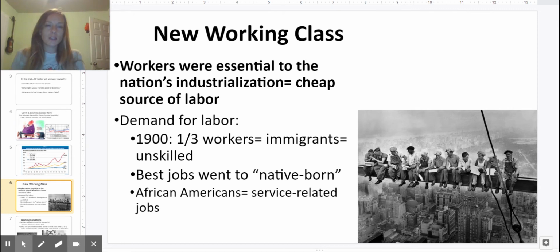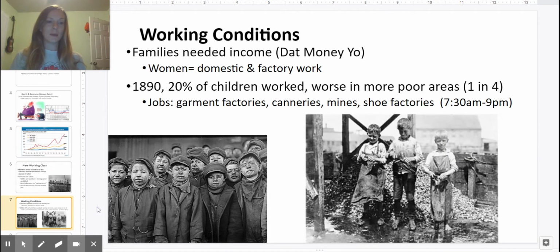A lot of times the best jobs are going to go to the native born Americans, and those are the people whose family had been in the United States for a couple of generations. Of course, not the Native Americans who live on reservations. African Americans in the North and in the South are going to continue to be discriminated against, and so they'll actually be in competition for jobs with the immigrants, kind of like our situations today.